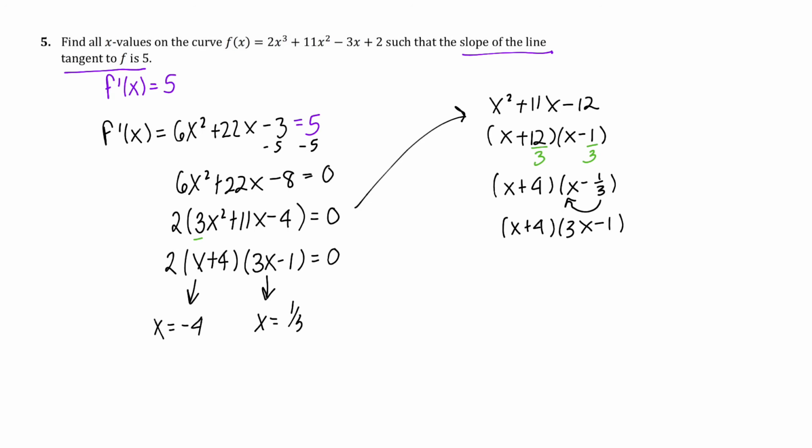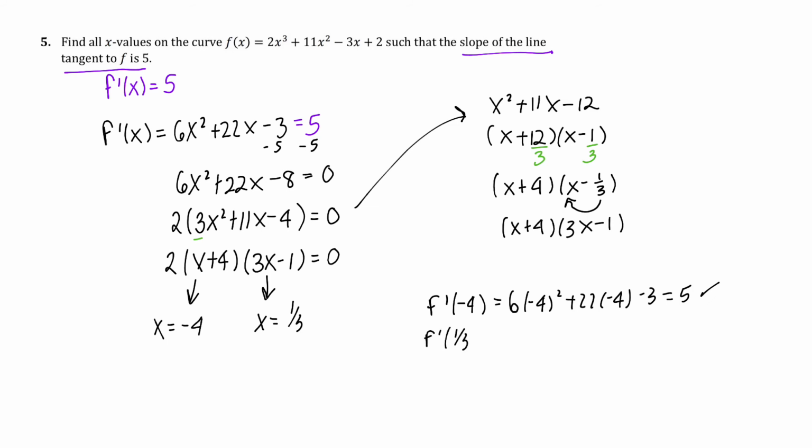You can always check these, right? You can plug those numbers back in to the derivative right here and double check that it gives you 5. So if you did f prime of -4, 6 times -4 squared plus 22 times -4 minus 3, plugging it in my calculator right now. So let's see, -4 squared, 2 minus 3. I get 5, which is perfect.